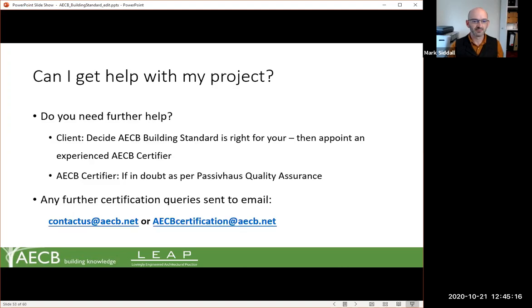In terms of the next steps, if you're thinking about how you can get help with your project, first of all, as a client, decide that you need the AECB Building Standard and that it's right for you. Then appoint a suitable and experienced AECB certifier. If you're a certifier and you're in doubt about the quality assurance, then it's as per Passivhaus, but using the space heating demand targets and air tightness targets as amended. If you've got any further questions, please feel free to email the AECB at contact us at aecb.net, or AECB certification at aecb.net.